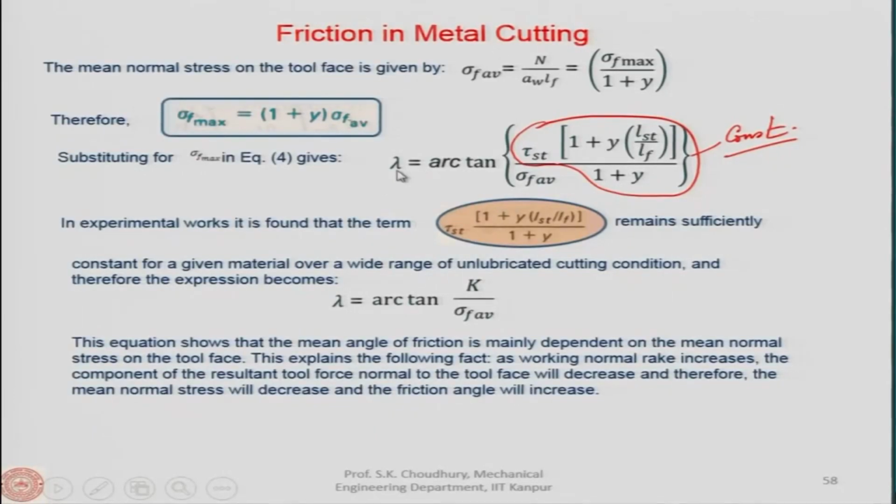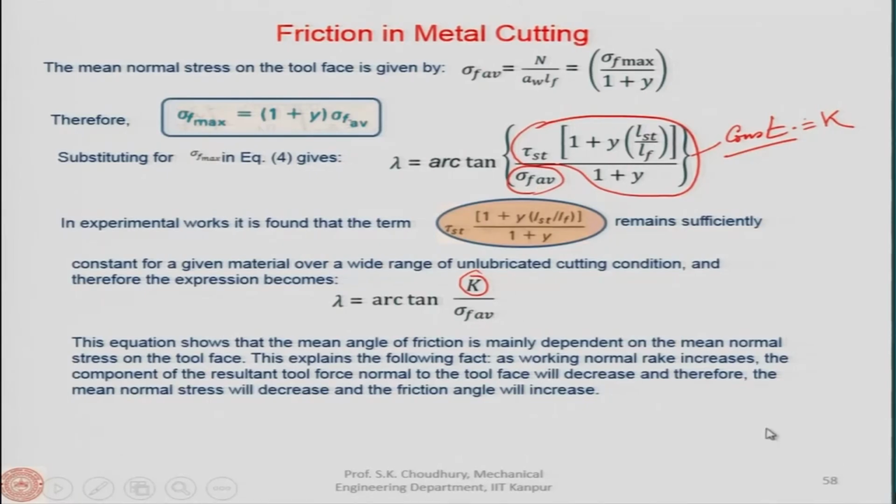So, therefore, lambda becomes arc tan of a constant, let us say some constant k. Okay. This k is the constant divided by sigma F average.